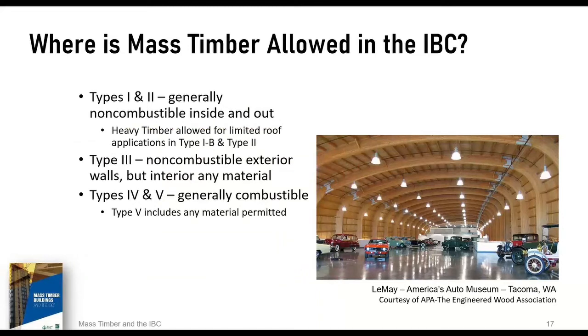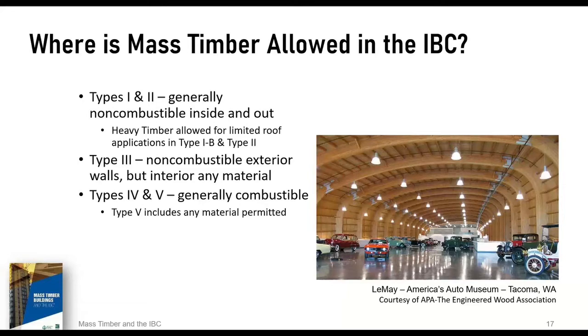Mass timber is allowed for Types 1B, 2, 3, and Type 5 for roof framing when the required fire resistance rating is 1 hour or less. You can find that specifically called out in footnote C in Table 601 of the code, which states that heavy timber roofs shall be allowed where a 1 hour or less fire resistance rating is required.